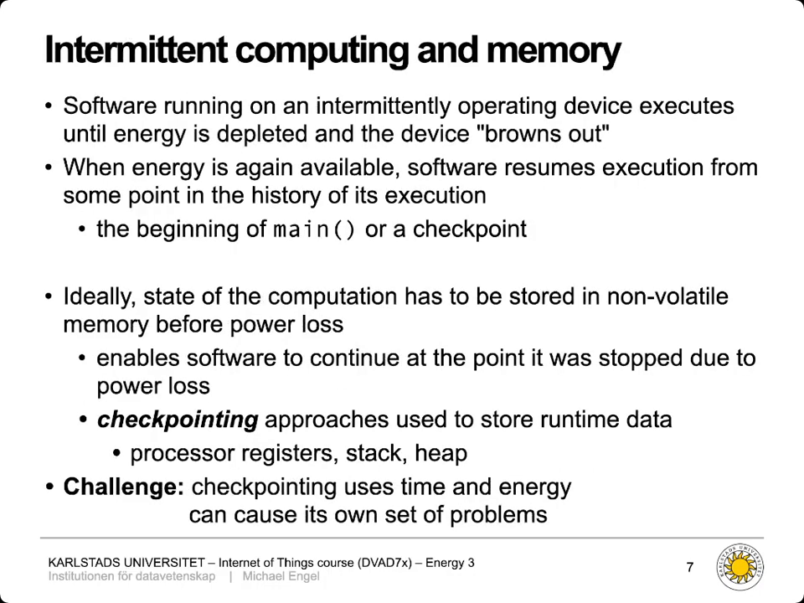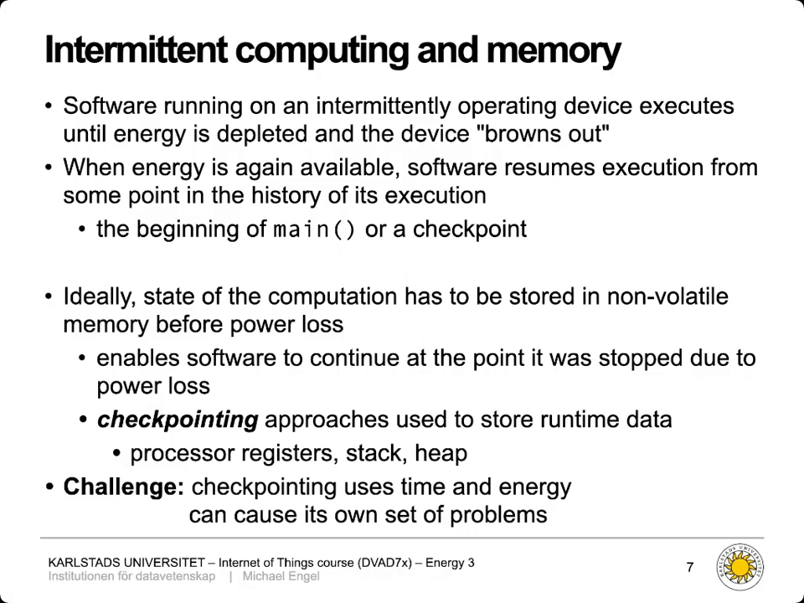So as we've seen, intermittent computing requires some sort of what we call non-volatile memory. Because when power is lost, not only your CPU stops running, but all information in what we call volatile memory, so usually RAM, is lost, because a RAM needs power to actually keep its contents alive. So the software running on an intermittently operating device executes until energy is depleted. The device detects this brownout, usually by checking the supply voltage, and if it's below a certain threshold, then it shuts off. And when energy is available again, then software resumes execution, usually from some point in the history of its execution, and that might be the reset or beginning of main or a checkpoint.